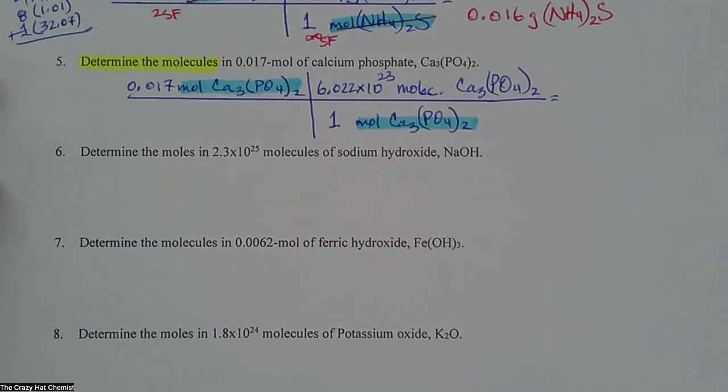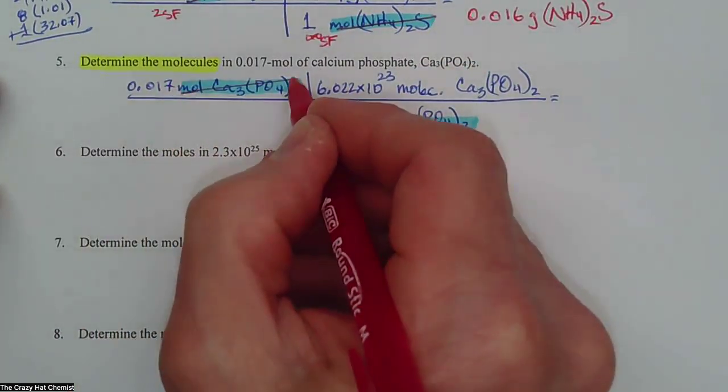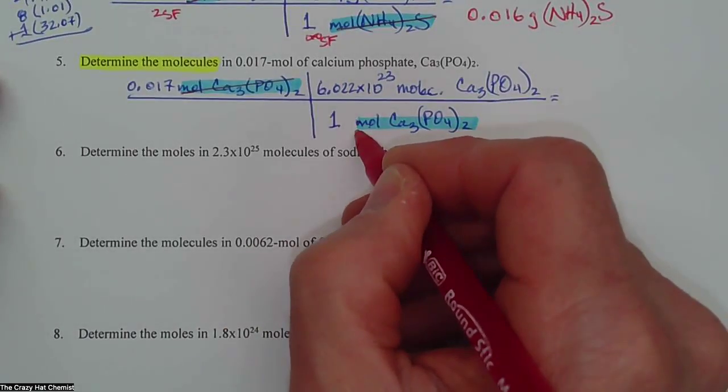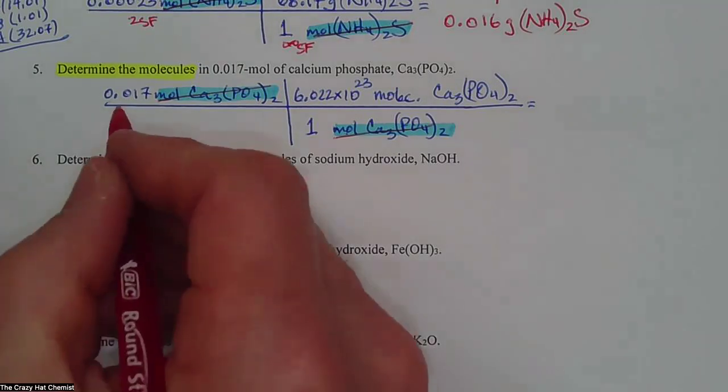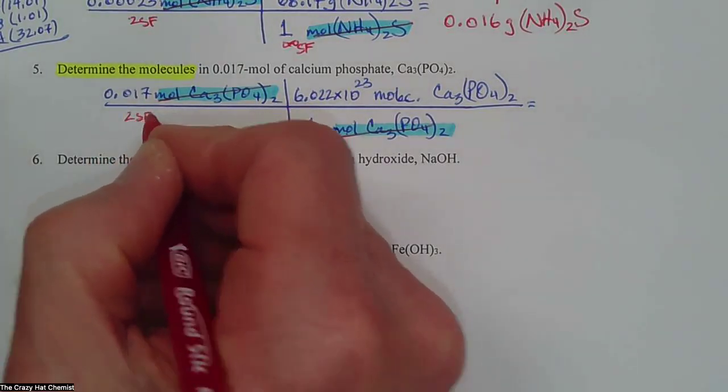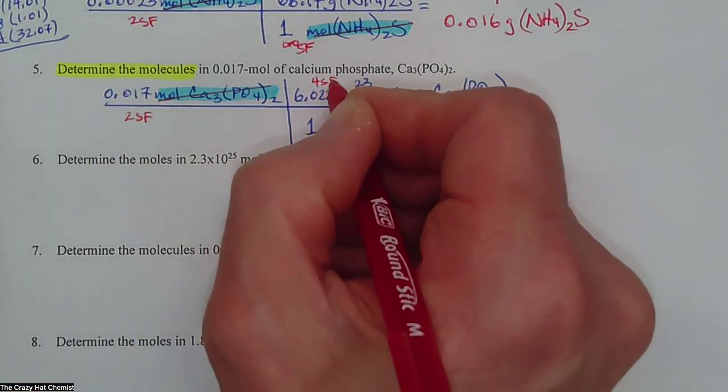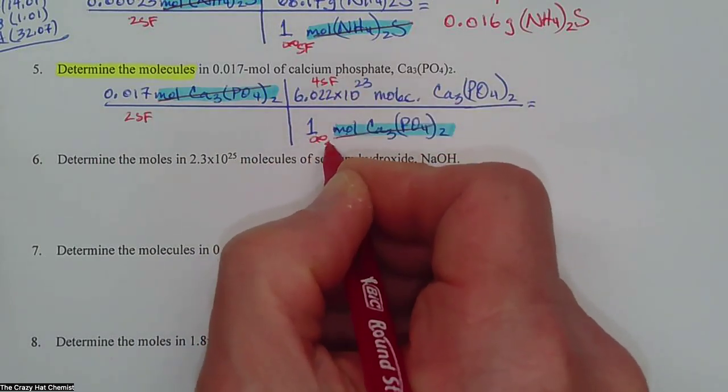Okay. You should see that the moles of calcium phosphate cancels out with what's in the numerator and denominator. Okay, that is perfecto. This number has 2 significant figures. This has 4 significant figures, and this has an infinite number of significant figures.